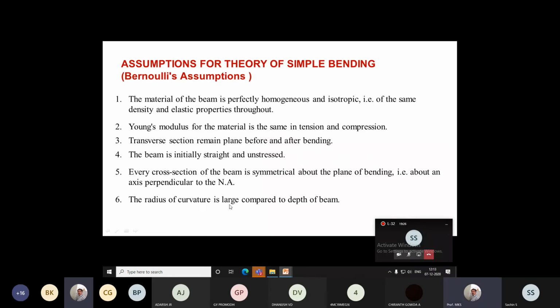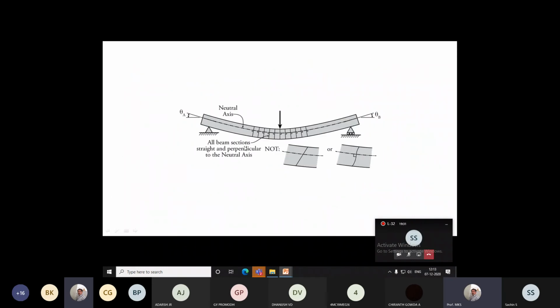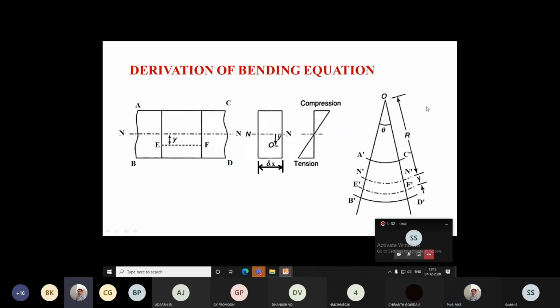Next, the radius of curvature is large compared to the depth of the beam. That is the last assumption. This will be the depth of the beam. This will be the depth of the beam. The radius of curvature is sitting somewhere along here. If you can see, this will be the center for the radius of curvature.